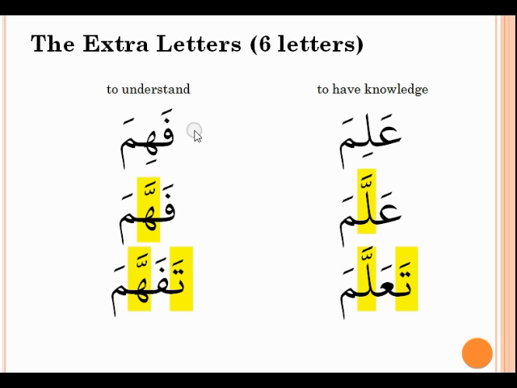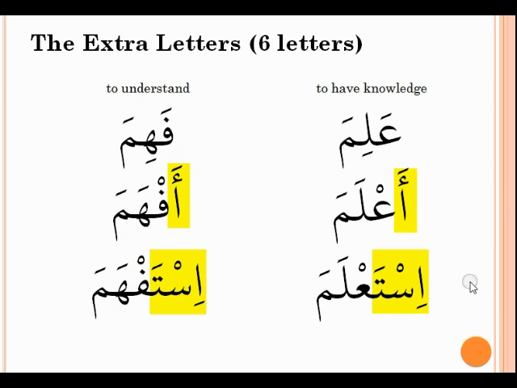The same thing with the root fahima. So, fahima is to understand, you understood something. Fahhama, now this is carrying the action for someone else, carrying it out for someone else. So you are trying to explain something to someone else, to make him understand. Tafahhama has the same meaning as the root, so it's to understand, but it's gradually understanding it, slowly, slowly. As well, with the repetition of the letter, it means that this action is repeated. So there are slightly different meanings between these verbs, but they still connect to the root.